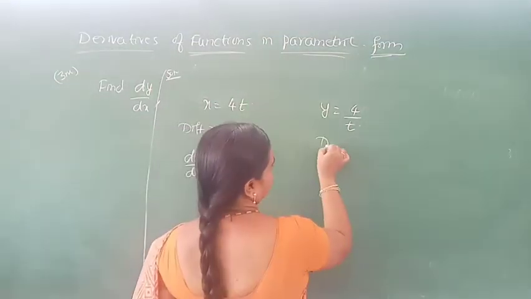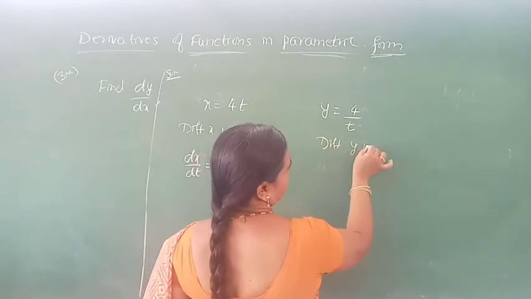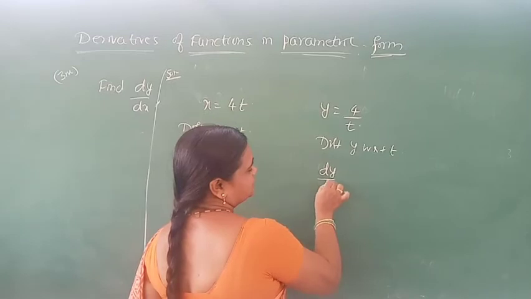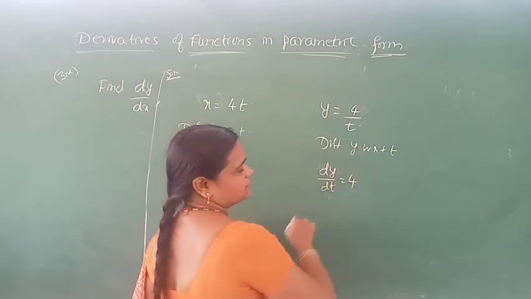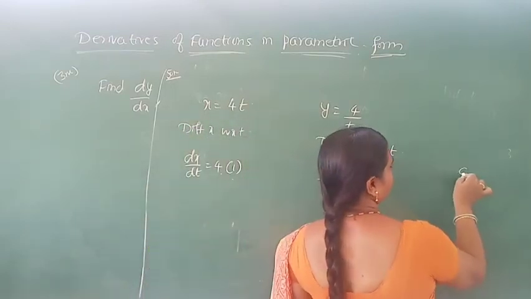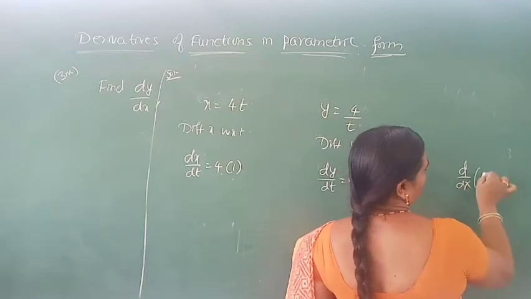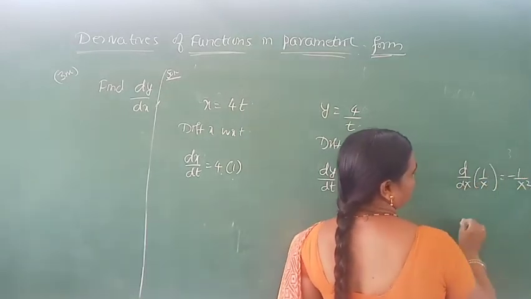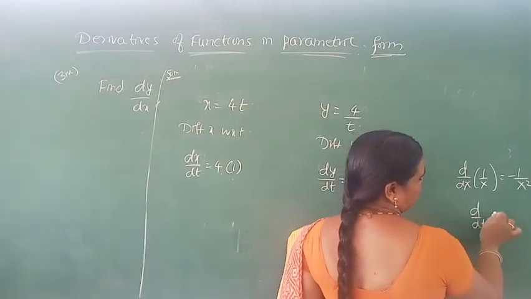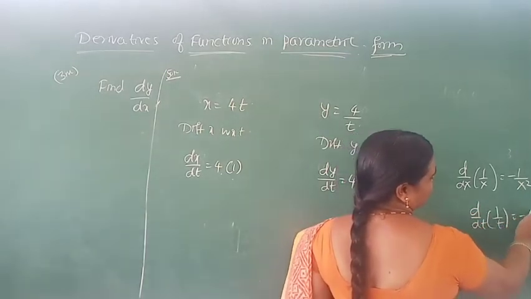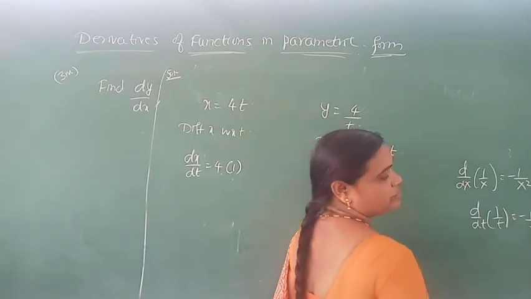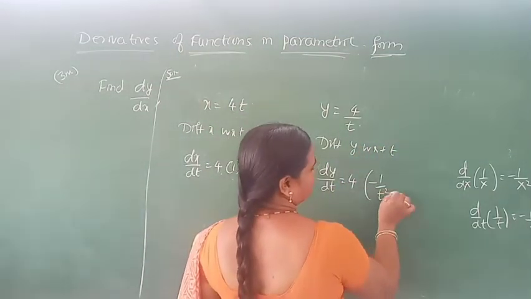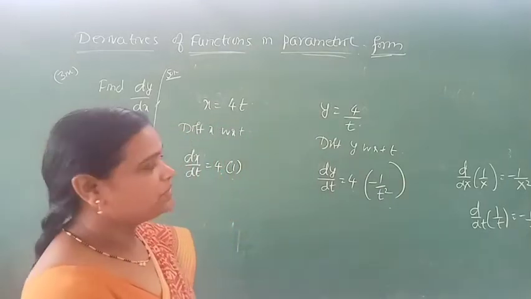Next, differentiate y with respect to t. We get dy by dt, 4 as it is. See, we know the differentiation d by dx of 1 by x, already we have done. It is minus 1 by x square. Means d by dt of 1 by t, what will it be? Minus 1 by t square. Instead of x, it is t. Therefore, it is minus 1 by t square.